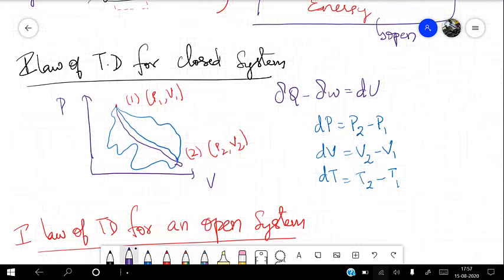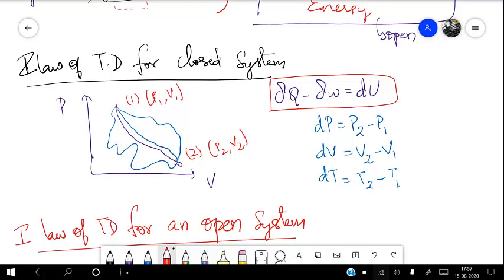Now, what does it have to do with the first law? As you can see from the expression, the left hand side is a difference between two path functions, whereas the right hand side is a state function. To make it easier, to dilute the explanation, let's say you take 100 different paths between two given initial and final points. You take 100 different paths.